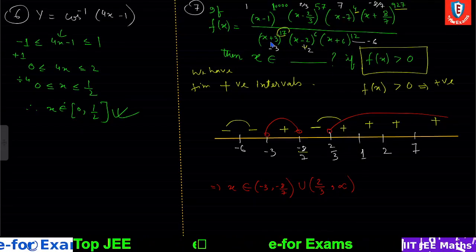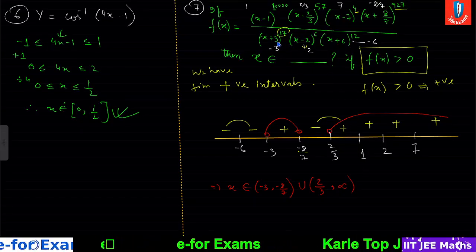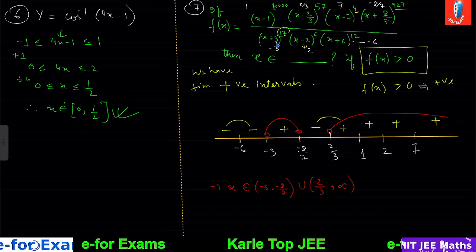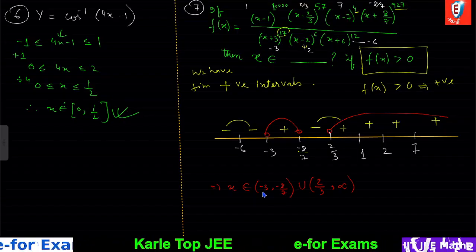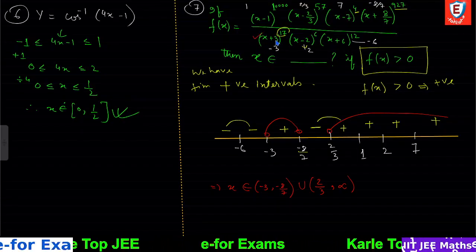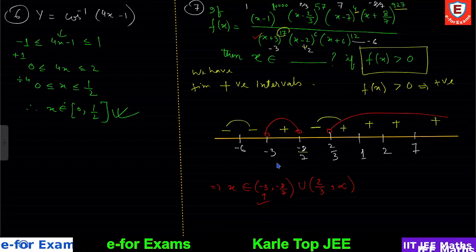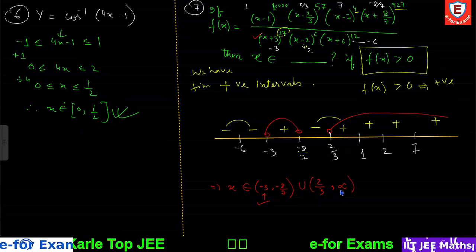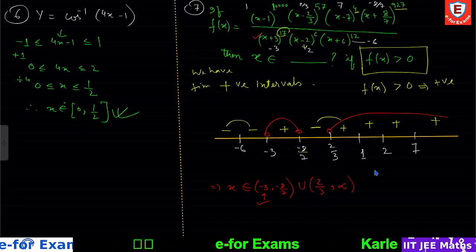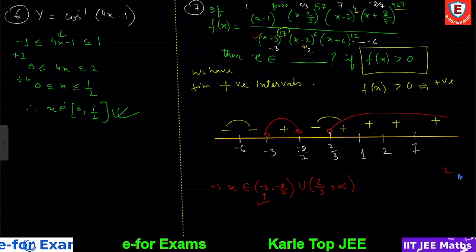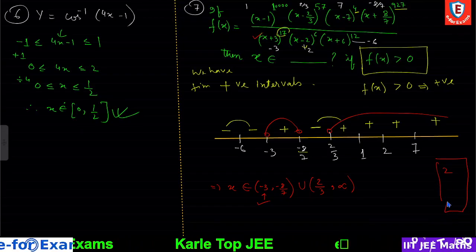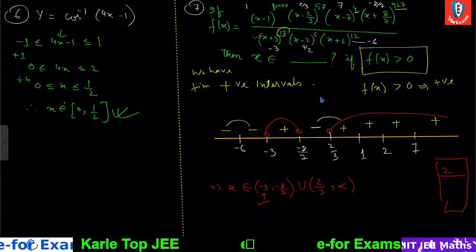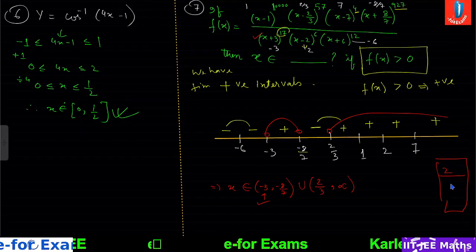But check the denominator. Denominator cannot be minus 3. Is minus 3 included or not, just check here. Minus 3 is not included, so this is okay. Then the denominator 2: is it included here or not? 2 should be excluded. Then minus 6 should be excluded.